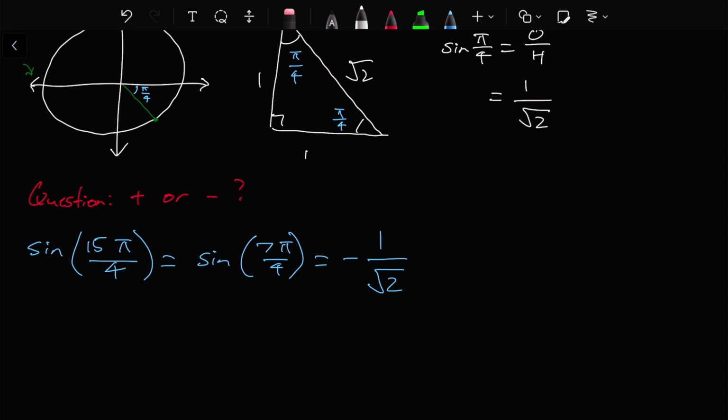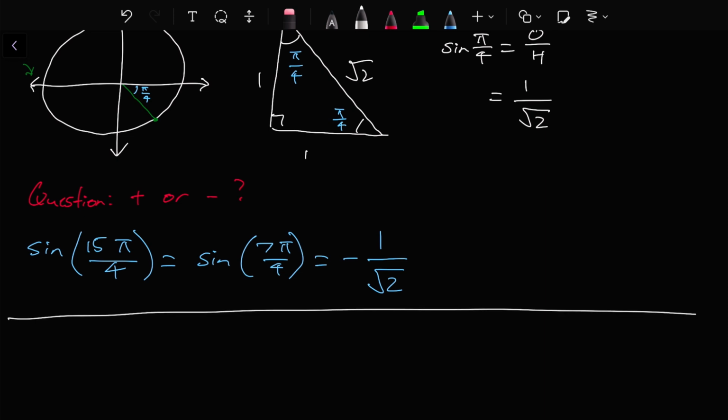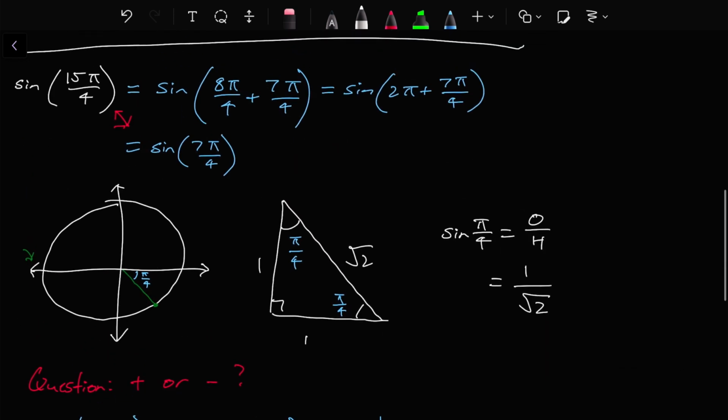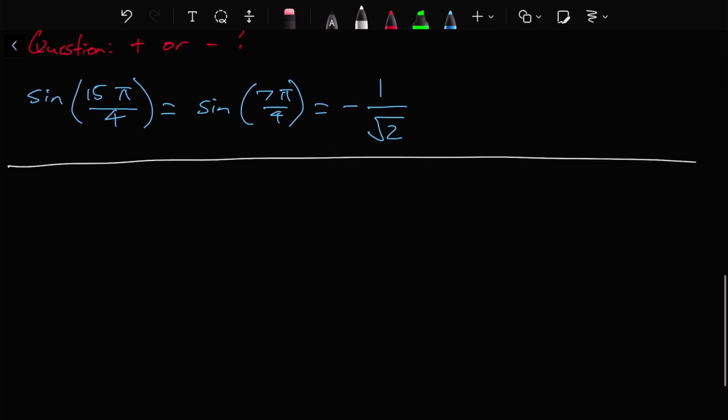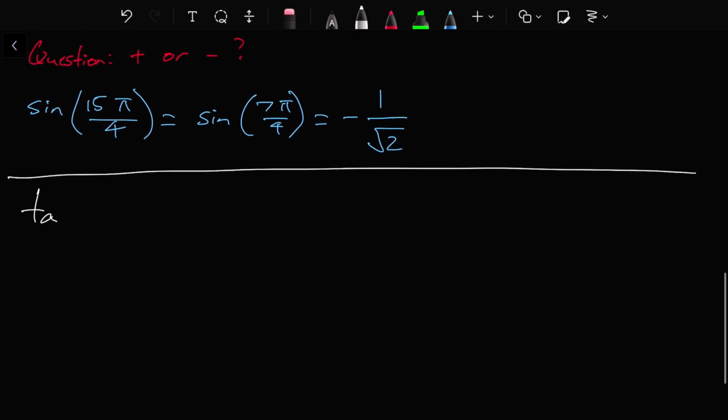All right, let's do one more and then I think we'll be good. And you can have a go yourselves. So we just did a sine. Let's do a tan this time. So let's do tan of, let's do another bigger one. Let's go 17 pi over 6. Okay, tan of 17 pi over 6.